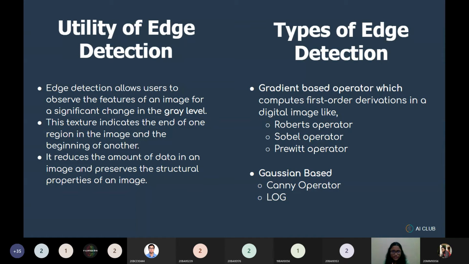And when we come to the types of edge detection, there are 3 to 4 types. It's divided into gradient based edge detection and Gaussian based edge detection. In gradient, you have Roberts, Sobel, Prewitt, and in Gaussian you have Canny. So now, to give you more sharpened knowledge about edge detection, I would like to call on my very talented and cool friend Sidvet for the further explanation.